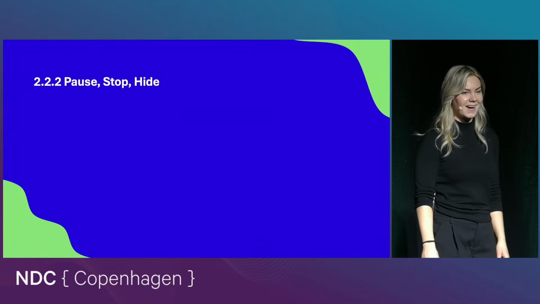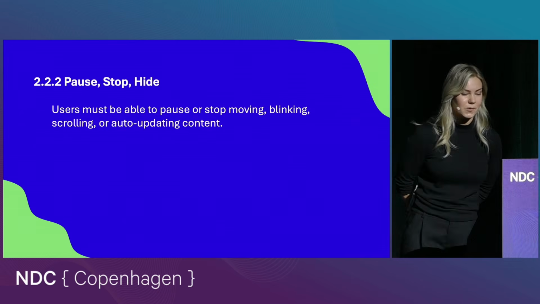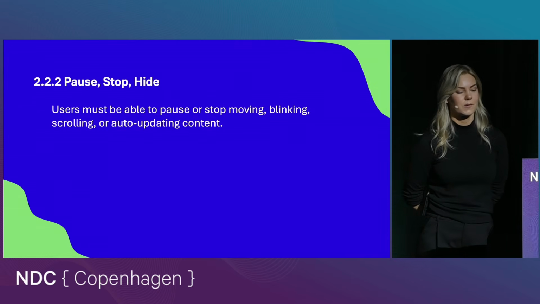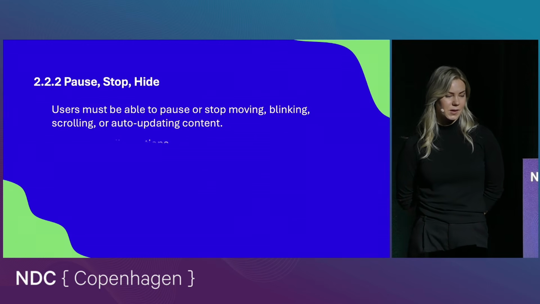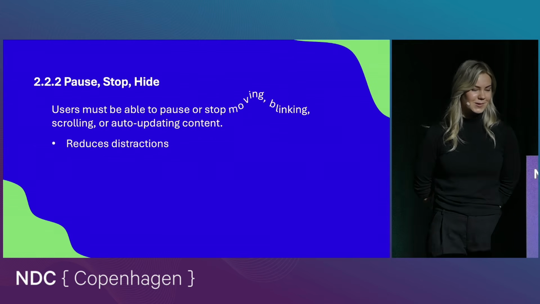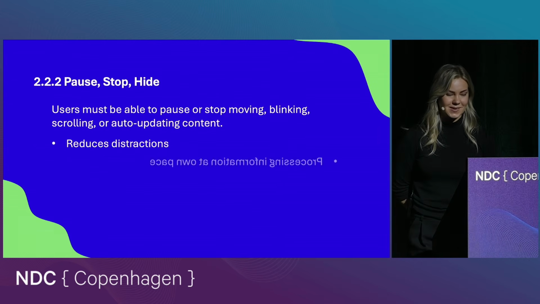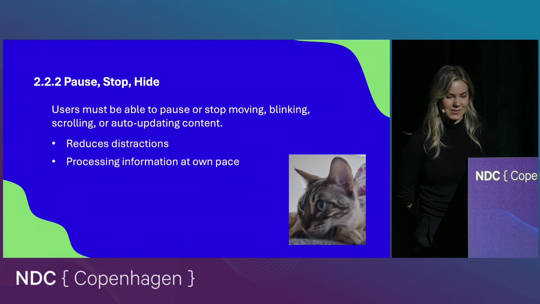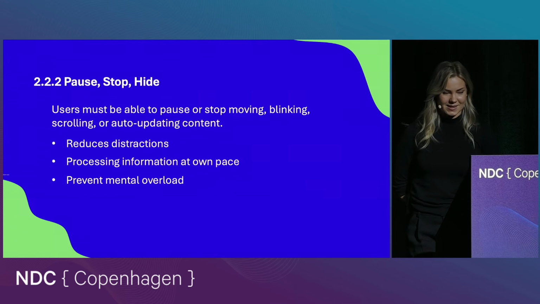Pause, stop, and hide. Users must be able to pause, stop moving, blinking, scrolling, or auto-updating content. And this will be supporting cognitive needs by reducing distractions that break concentration, allowing users to process information at their own pace, prevent cognitive overload caused by constant motion, create a calmer and more predictable reading environment.